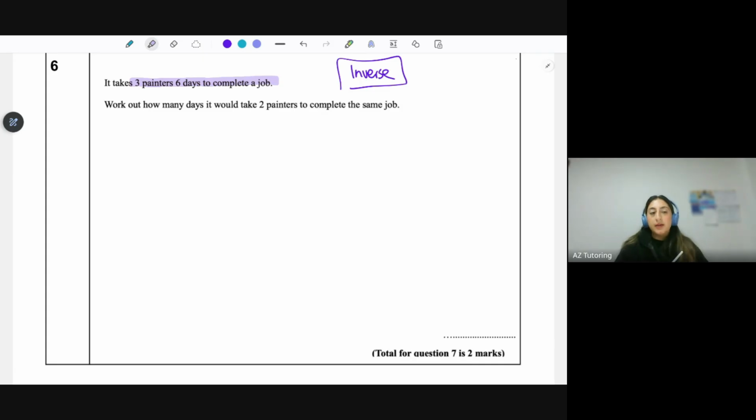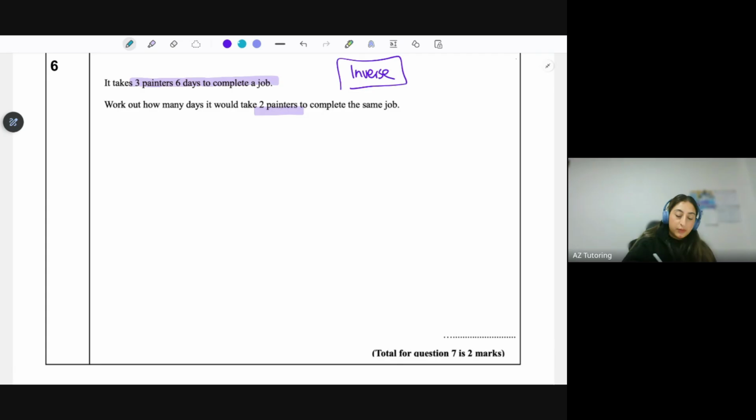Whereas if you had 5 painters, it might take them half the amount of time because there's more hands. You have to think logically. What would the answer be? Would it be more people or less people? Work out how many days it would take 2 painters to complete the same job.